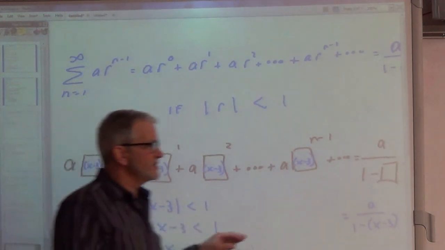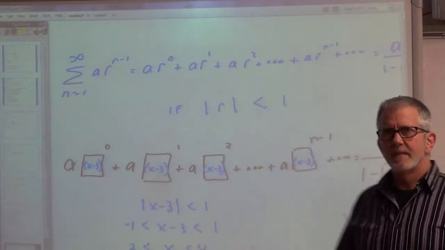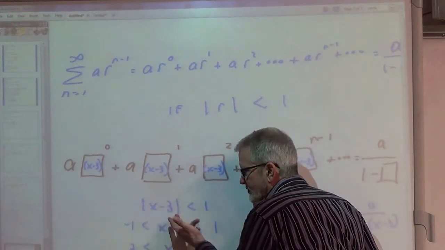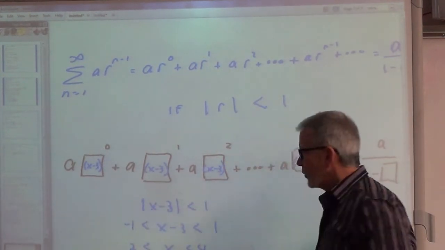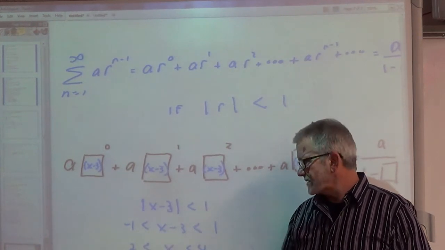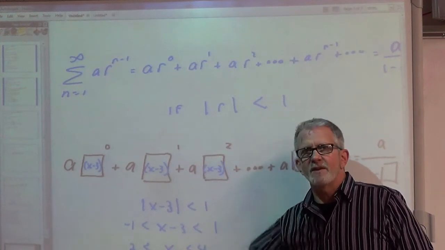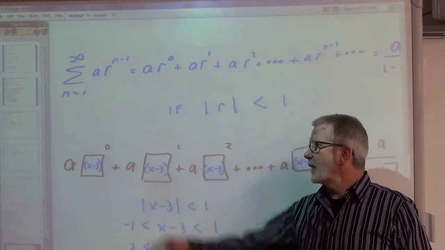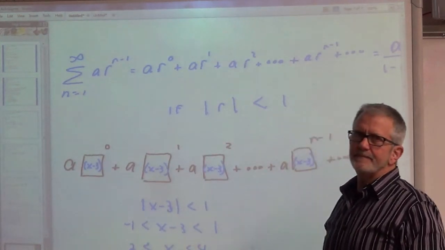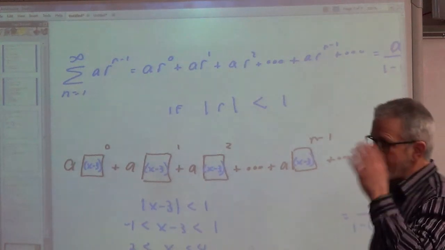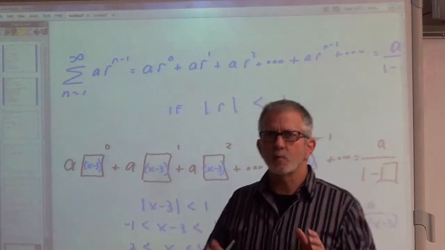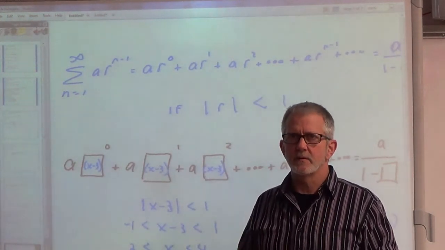When does this thing converge? It's still going to converge to a over 1 minus the box if the absolute value of x minus 3 is less than 1. I solve this inequality, and it produces 2 is less than x is less than 4. What's the center of the interval 2 to 4? 3. That's why we say this power series is centered at 3. We will have power series part 2 later, but for power series part 1, let's just worry about power series centered at 0.